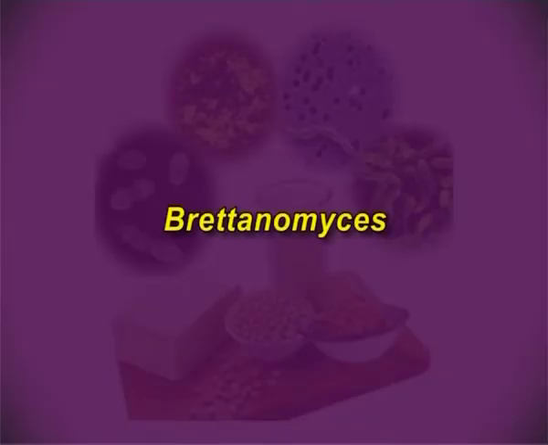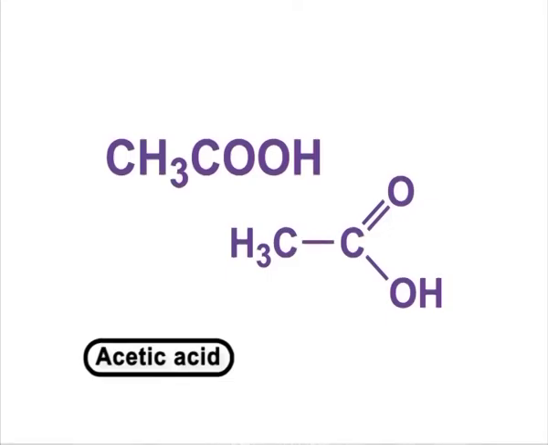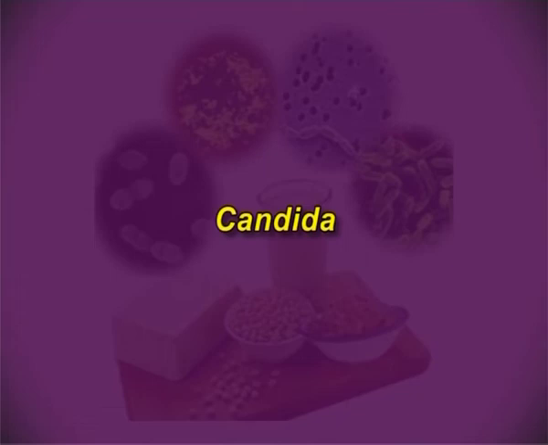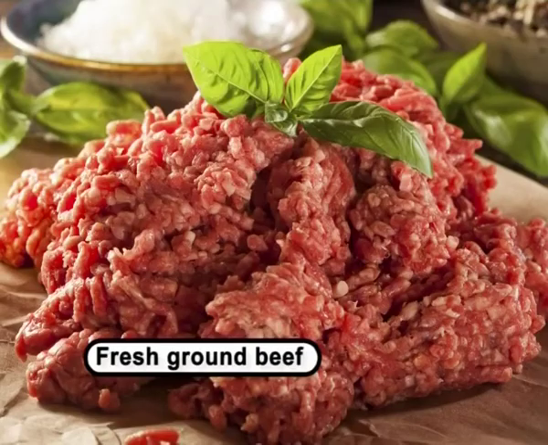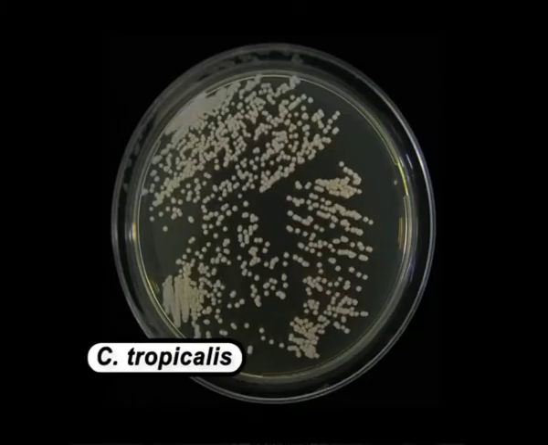Brettanomyces. These ascosporogenous yeasts show terminal budding and produce acetic acid from glucose only under aerobic conditions. They cause spoilage of beer, wine, soft drinks and pickles, and some are involved in the after-fermentation of some beers and ales. Candida. Members of this genus are the most common yeasts in fresh ground beef and poultry, and Candida tropicalis is the most prevalent in foods in general.